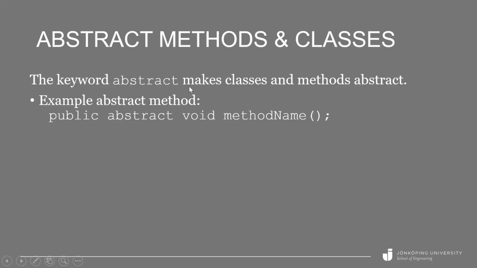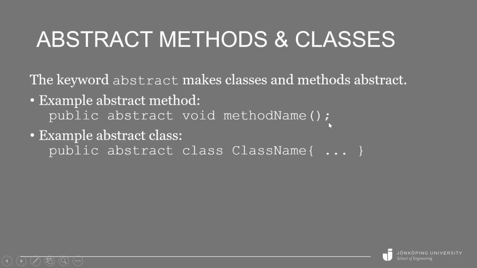So if you want to make a method abstract, then when you specify the method like this, you add the abstract keyword here. But instead of using curly brackets at the end to actually implement the method, you just write a semicolon. To make a class abstract, you add the abstract keyword to the class before the class keyword when you create it. And then inside this class you can add abstract methods.